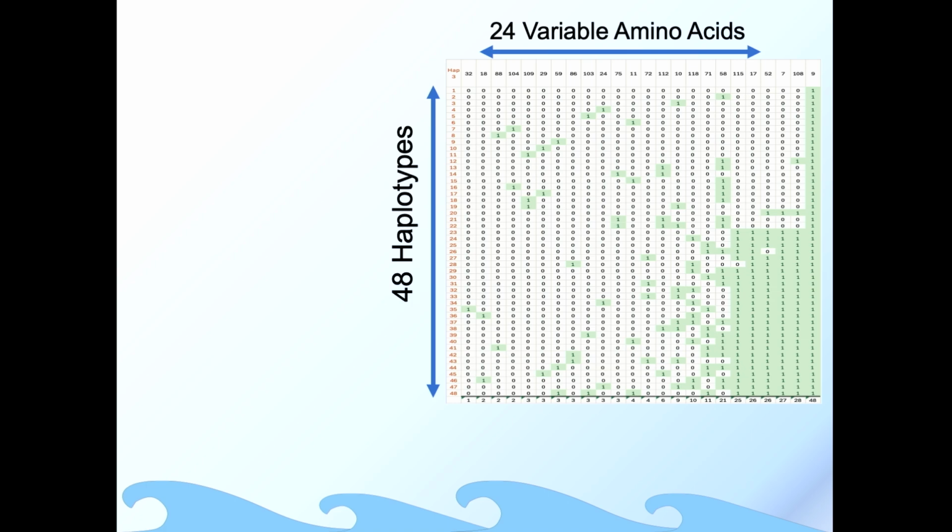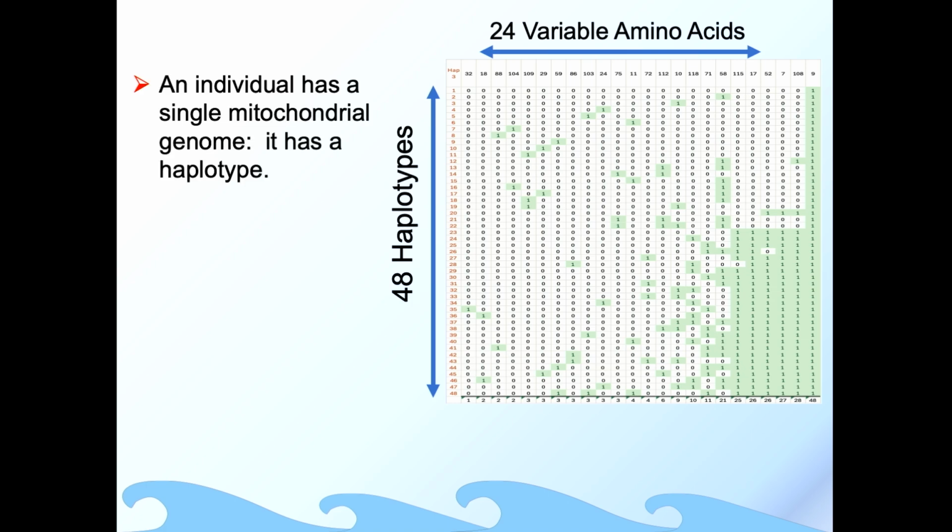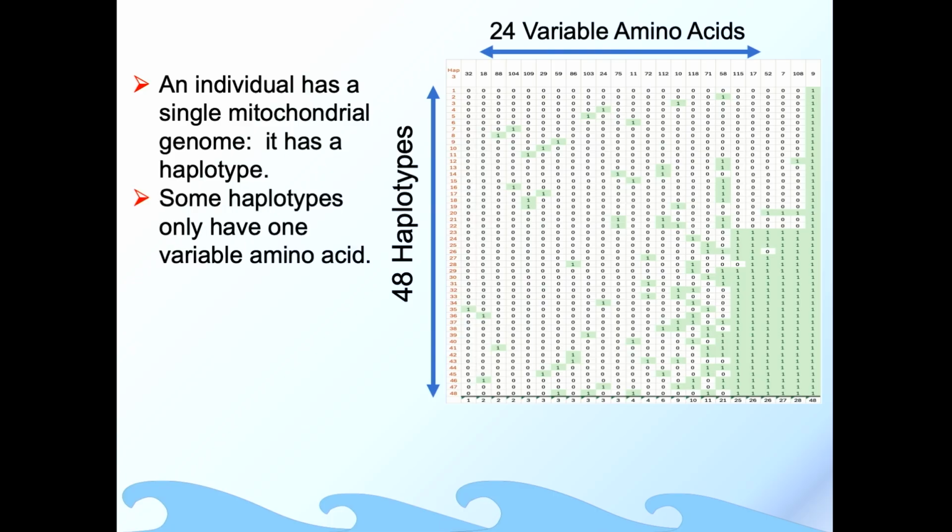What you can see is, an individual has a single mitochondrial genome, right? It's not diploid. It doesn't have mom and dad. It just has mom's. And what you can see is that some haplotypes only have a single amino acid substitution, the second row. Some of them have 10 amino acid substitutions. Each of those amino acid substitutions defines the haplotype. In other words, which amino acids you have defines your mitochondrial genome.